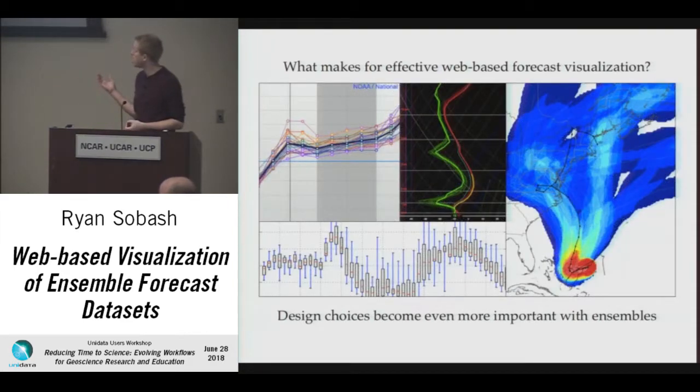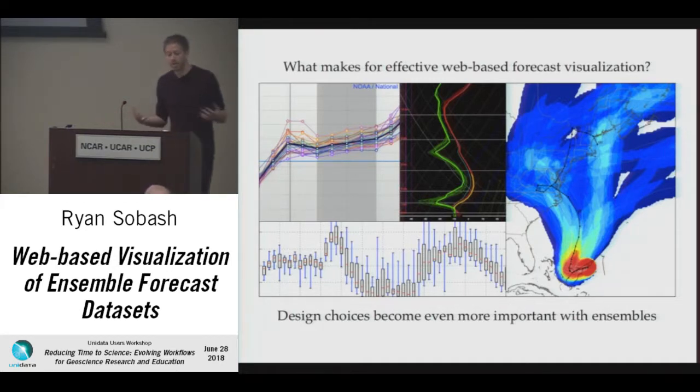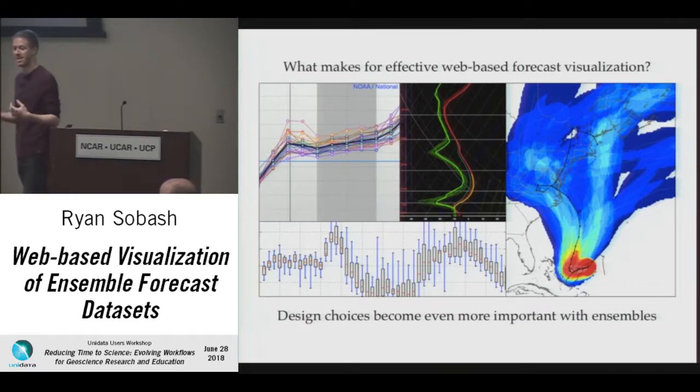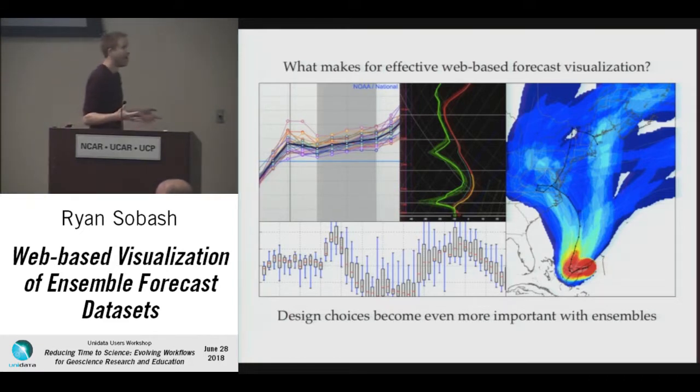Here's a variety of examples of ways to visualize ensemble information. And so now that we have ensembles, the design choices that we make in terms of graphics and interactive tools are even more important because there's so much information there. And so it's a lot easier when you have an ensemble to make something that maybe isn't as effective in terms of conveying the information, because there's now this new additional dimension of the data that you have to consider.